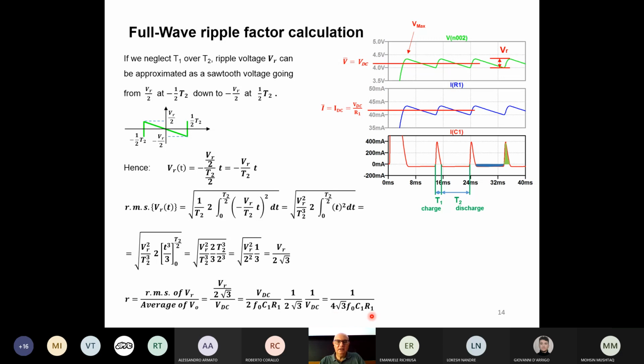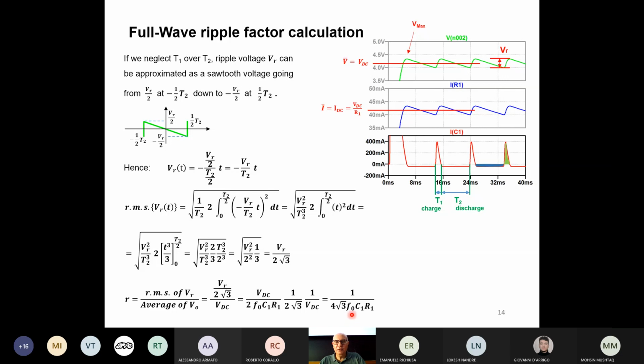I don't say that we can increase the resistance, because increasing the resistance means basically that the load is disconnected. So it has no meaning. Why should we disconnect the load that needs power? Okay. So those are the two ways to reduce the ripple factor.